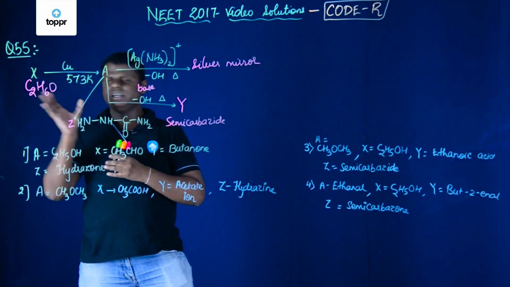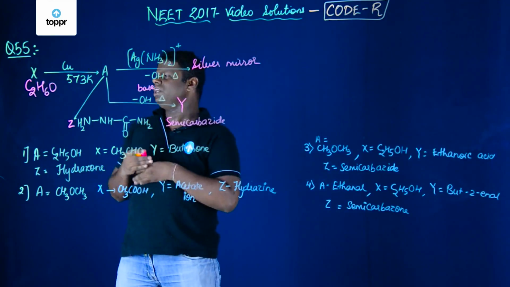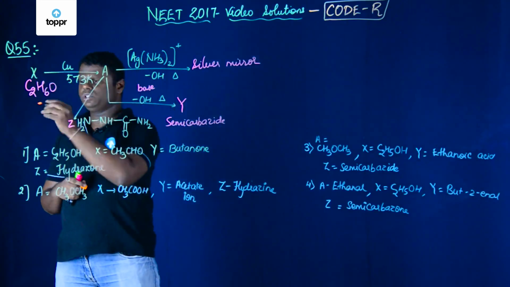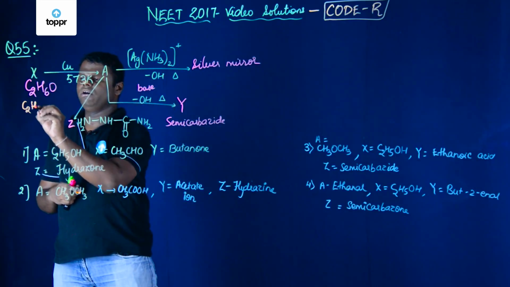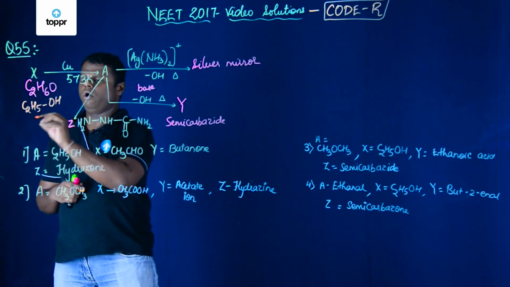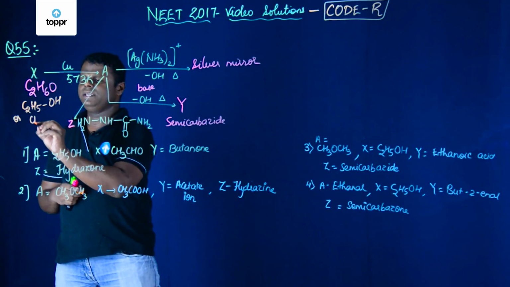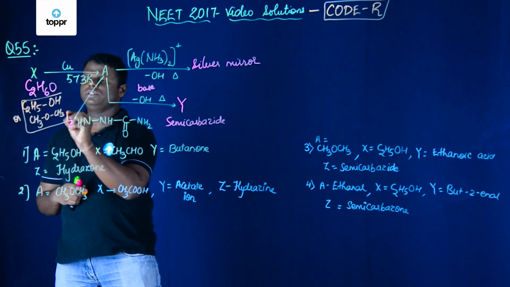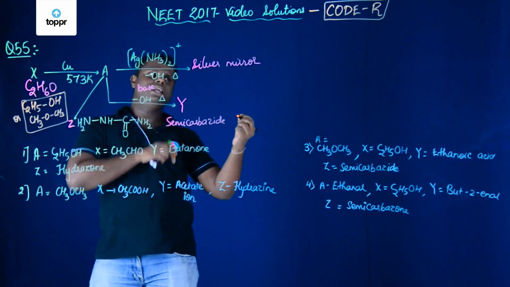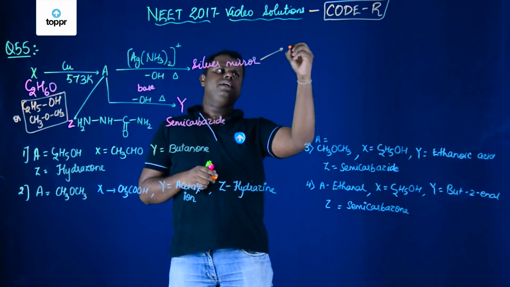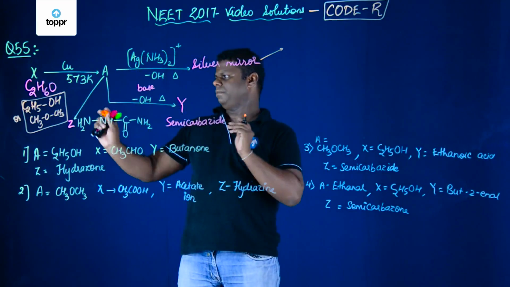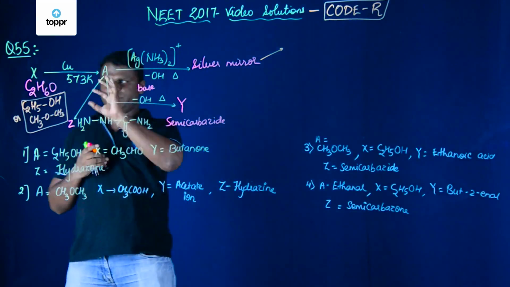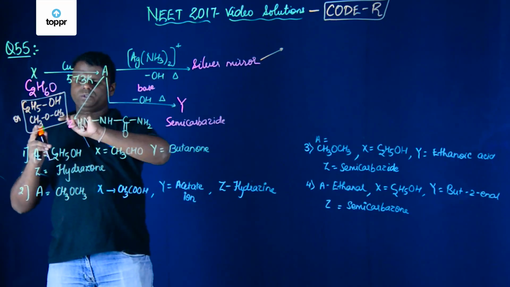Okay, so let's start with analyzing the question. X is basically C2H6O. So the possibility is it could be ethanol, that is C2H5OH, or you have dimethyl ether, right? But it gives a silver mirror test. So that means it is definitely getting converted to an aldehyde, right? Okay, so let's start with this stepwise solution. So this could be an alcohol, this could be an ether.